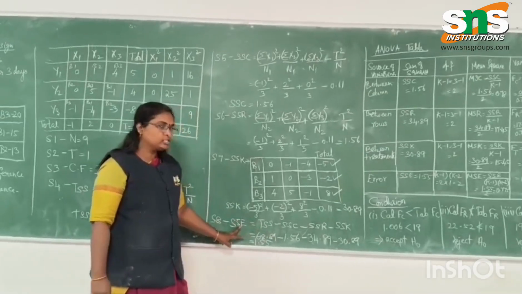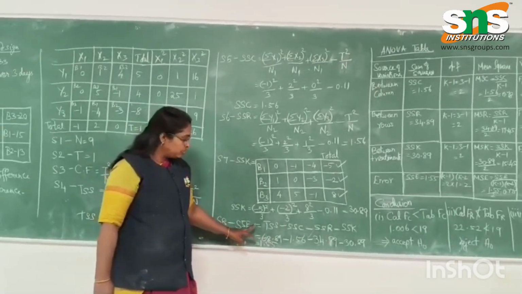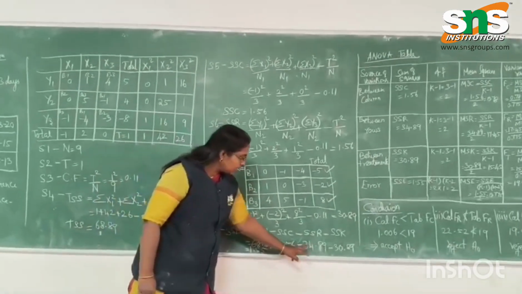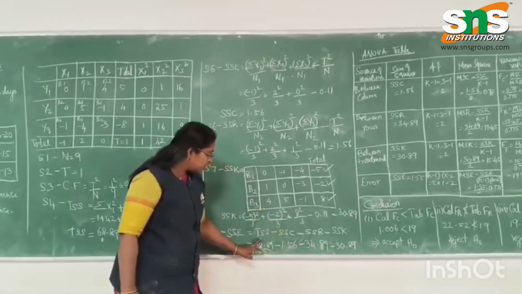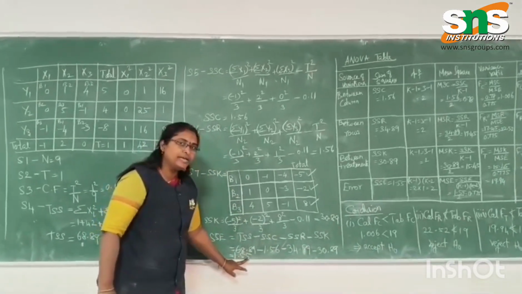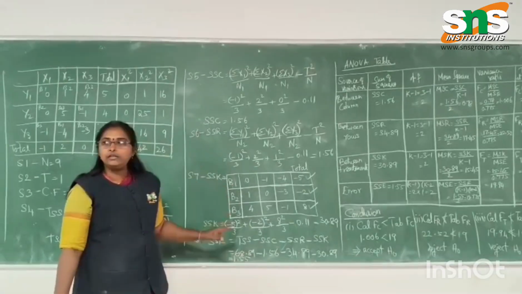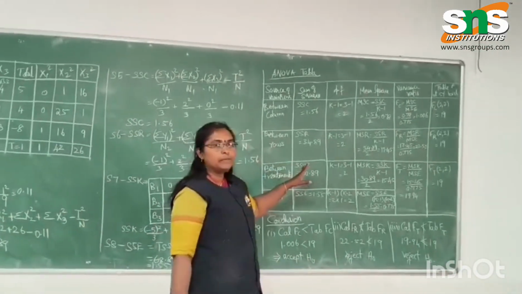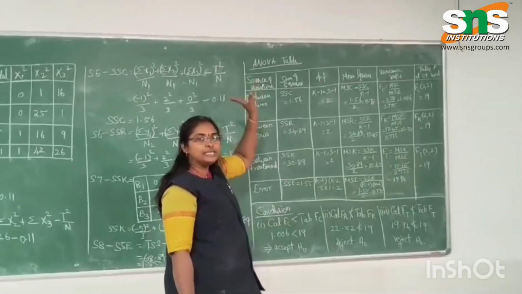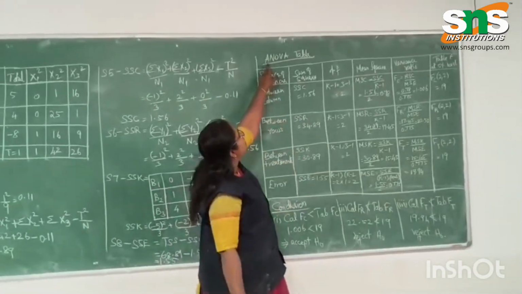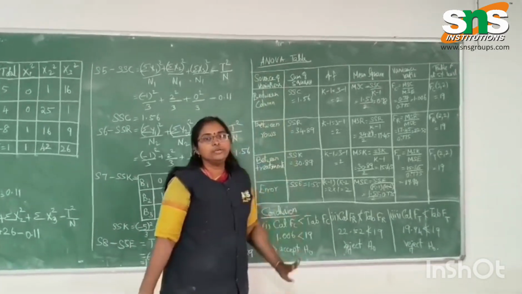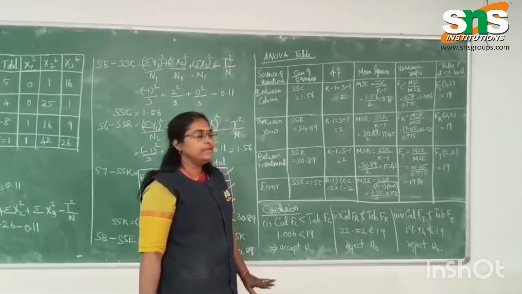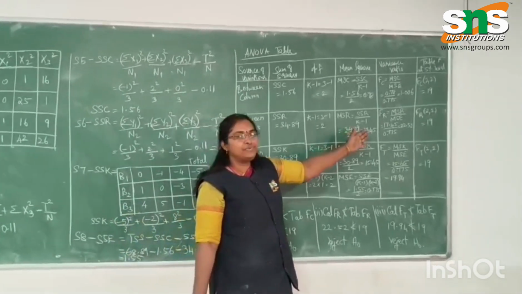So the sum of squares of error is the next step. All the values you write here and then subtract from the total, and you get 1.55 as your error. So all the values are separately calculated and then we can go for this tabular column. This tabular column is called the ANOVA table, that is analysis of variance. Here we are using the variance table, which means the F test we are using.